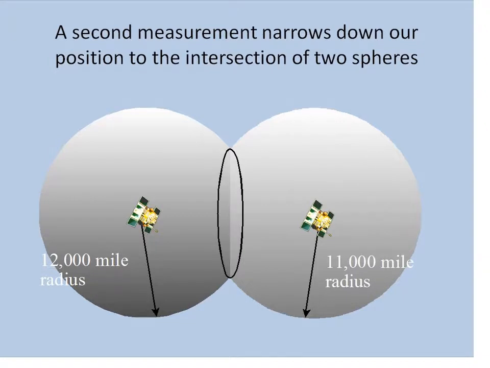Now your GPS will lock onto and measure the PRC lag time to a second satellite. Let's imagine that it calculates 11,000 miles to this second satellite. The intersection of these two possible location spheres will create a circle, and you are somewhere on the circumference of this circle.